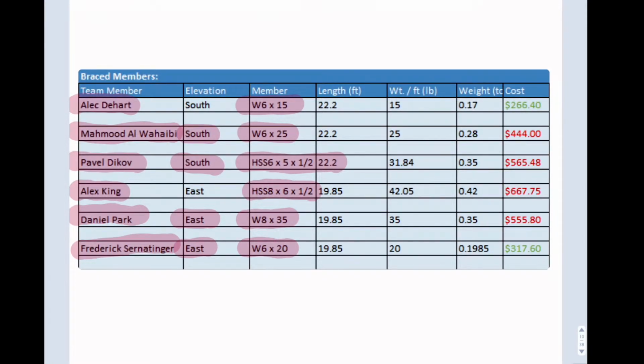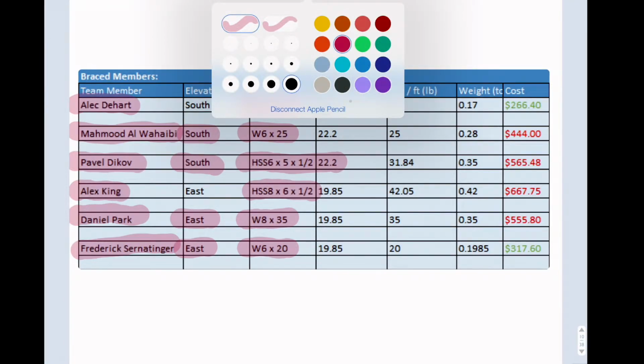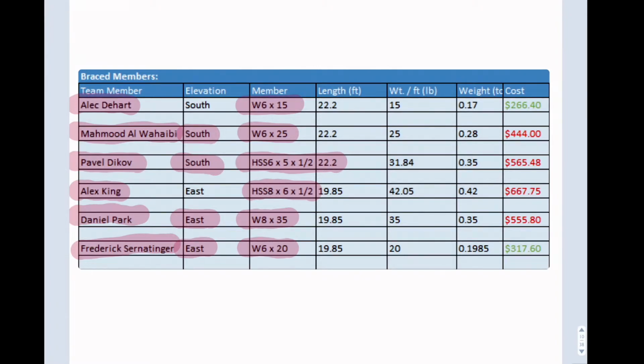I also performed the cost analysis for the project. After I performed the cost analysis by using the typical cost for steel of $1,600 and then multiplied it by the weight of each steel section. After the analysis, I determined that the cost for the W6x15 and the cost for the W6x20 would be the most cost effective for our braced members.